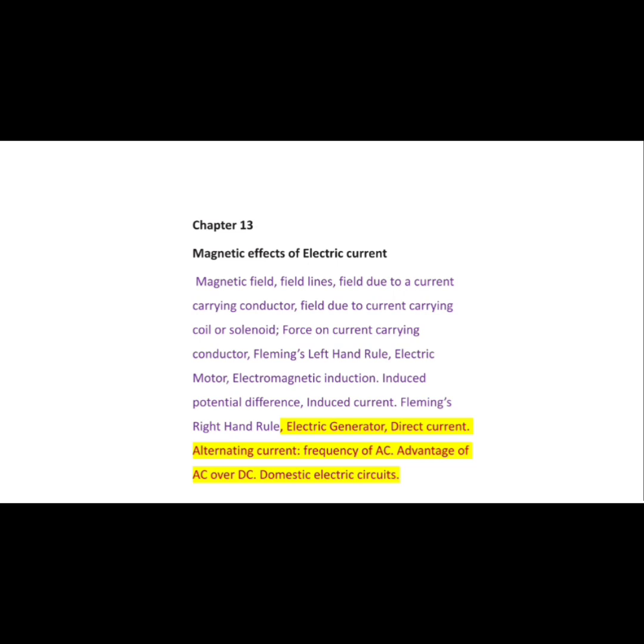The next is chapter 13, magnetic effects of electric current. In this a small portion is deleted, which is the highlighted area. First let me tell you the topics which are to be covered: magnetic field, field lines, field due to a current carrying conductor, field due to current carrying coil or solenoid, force on current carrying conductor, Fleming's left hand rule, electric motor, electromagnetic induction, induced potential difference, induced current, Fleming's right hand rule. So these topics are to be covered. The highlighted portion, which is electric generator, direct current, alternating current, frequency of AC, advantage of AC over DC, domestic electric circuits, can be removed.